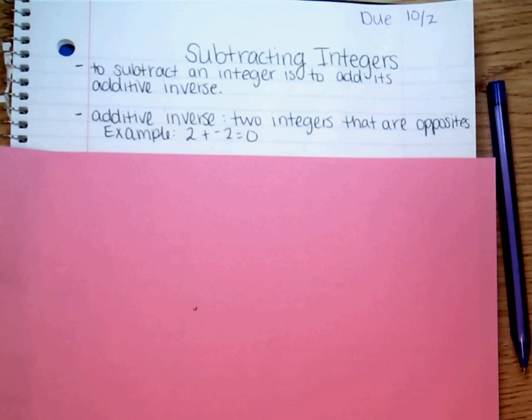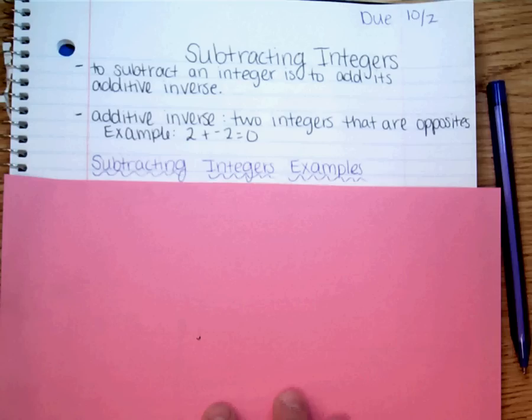The additive inverse is when two integers are opposite. So an example of an additive inverse is 2 and negative 2. Remember, opposites, you can add them together and it equals 0. So go ahead and pause the notes and get this written down.